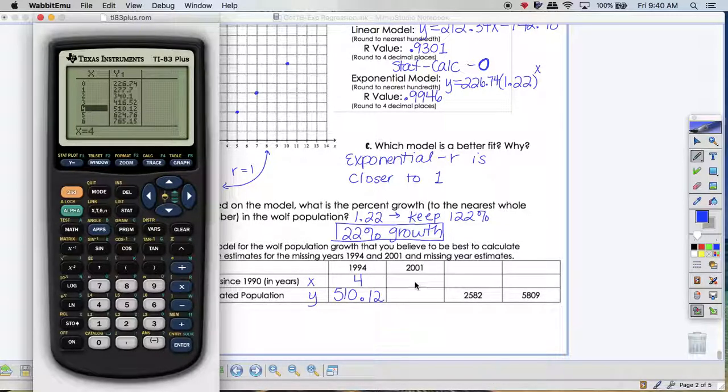2001 since 1990 would be 11 years. So I'm going to look in the table at 11, and I get 2108.3. Now I'm going to go backwards. I'm going to look for these y values. 2582, I notice right here, for 12 years after 1990, which would be the year 2002. And 5809, I notice, is 16 years afterwards. So that would be 2006.